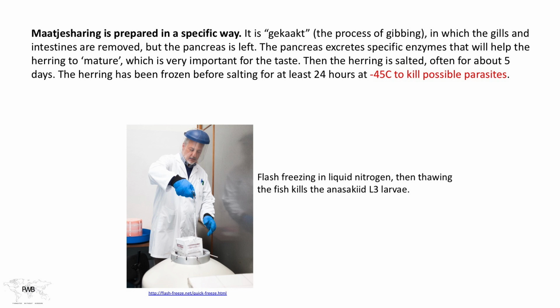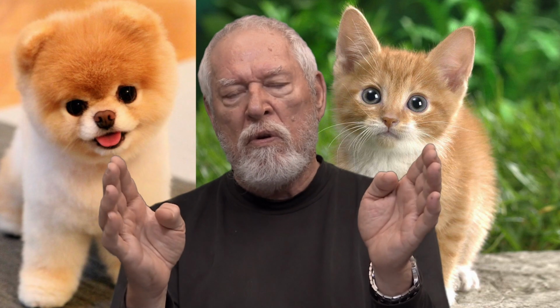Then the herring is salted for about 5 days, and just before salting, it's frozen for at least 24 hours at minus 45 degrees C to kill all the possible parasites. Now, this is a quote from, I guess gibbing is the verb also, to how do you gib a herring. And indeed, if you don't have liquid nitrogen, I would recommend don't try this at home.